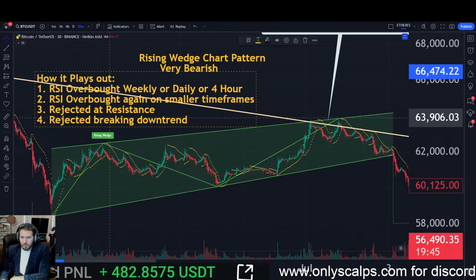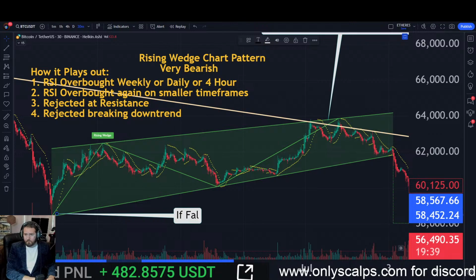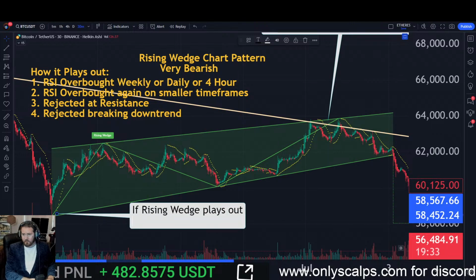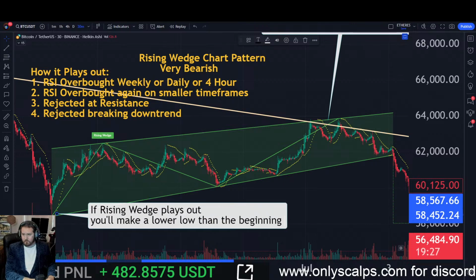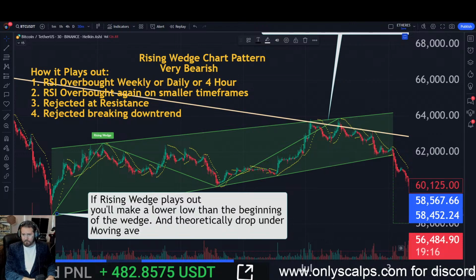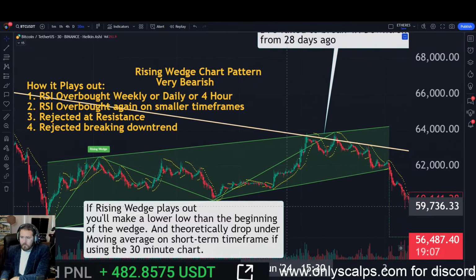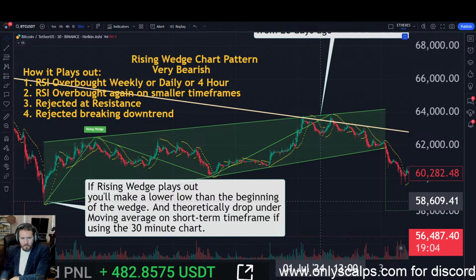And things to note: if a rising wedge plays out, you'll make a lower low than the beginning of the wedge. And theoretically, it will drop under the moving average on a short-term time frame if using the 30-minute chart. So we're probably going to drop under the moving average, and this is on the 30-minute chart.